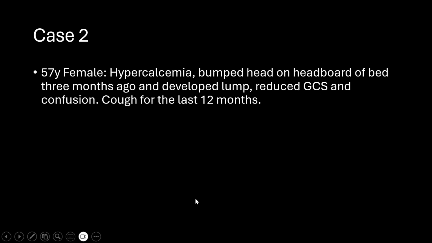Now we're coming to our next case, which is a big case. It's the presentation of this patient. She's a 57-year-old female. She presented with hypercalcemia, and they mentioned that this is the actual history received: bumped head on headboard of bed. That's quite poetic. 3 months ago, and developed a lump on her head. And now she has reduced Glasgow Coma Scale and confusion. In addition to that, she has had a cough for the last 12 months.